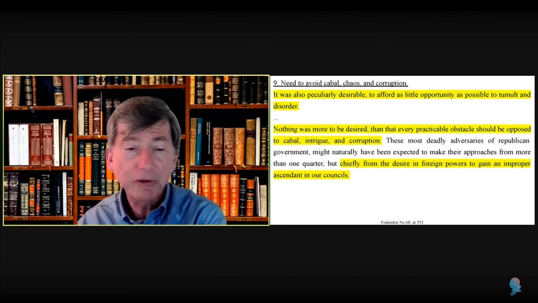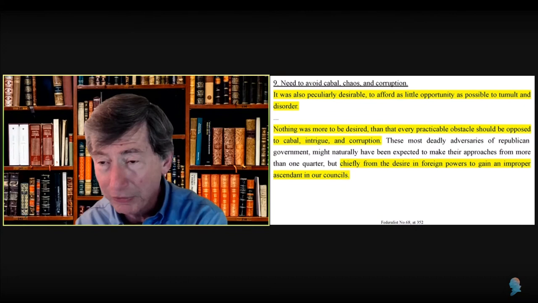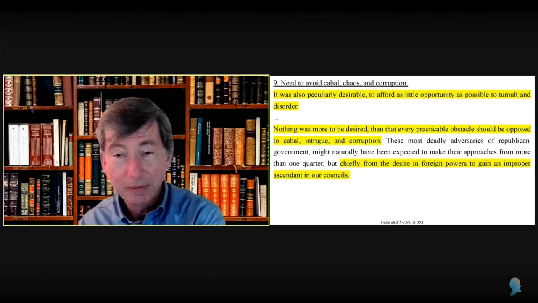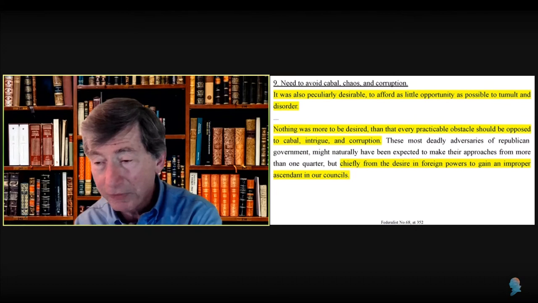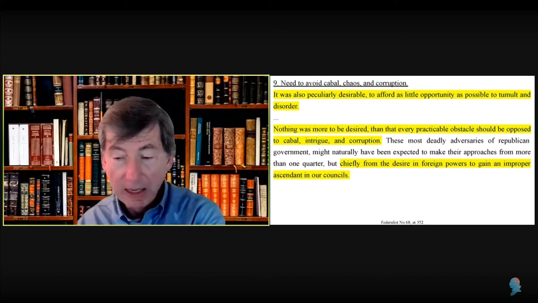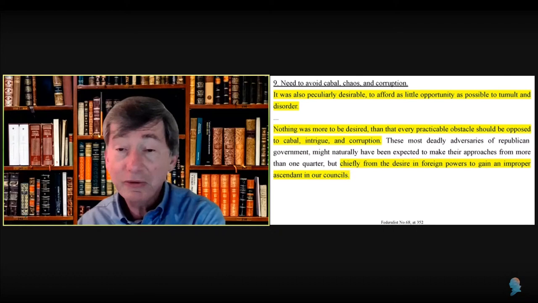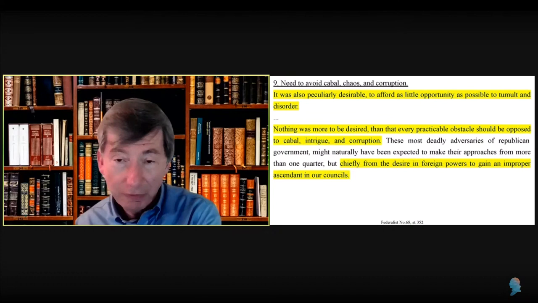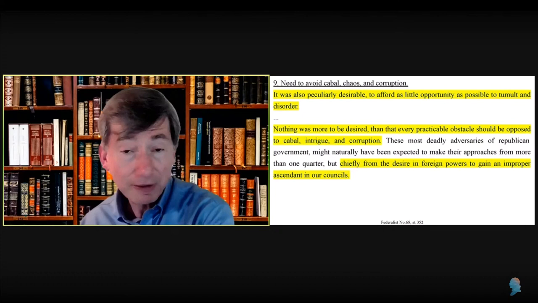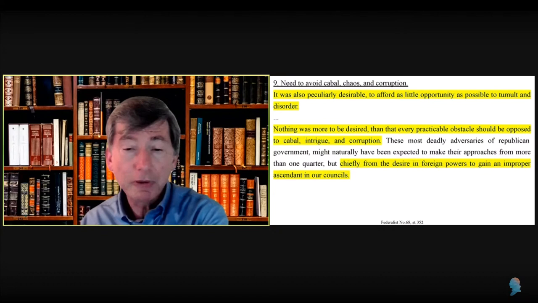What they're really concerned about is the need to avoid cabal, chaos, and corruption. It was also peculiarly desirable to afford as little opportunity as possible to tumult and disorder. Well, guess what? We've forgotten all about that. I'll give you some examples in just a minute. Nothing was more to be desired than every practicable obstacle should be opposed to cabal, intrigue, and corruption. And it was chiefly, they were worried about foreign powers. That hasn't changed. We're still worried about foreign powers. And it's not just Russia. It's China, Iran, Cuba. When you look into this, you find out they've all got their attempts to influence. I'm not saying they're effective, but they are attempting it. That's pretty clear. Okay, peculiarly desirable.